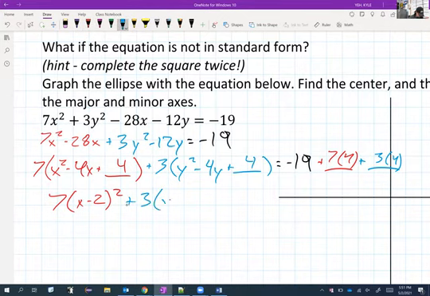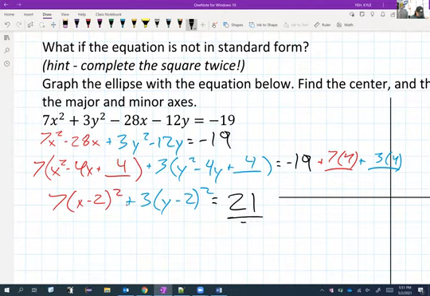Plus 3 times y minus 2 squared equals 40 plus negative 19, 28 plus 12, so 21. Now, if this were a circle, we'd be pretty much done, but remember, for an ellipse, we need this whole thing to just equal 1, not equal 21.